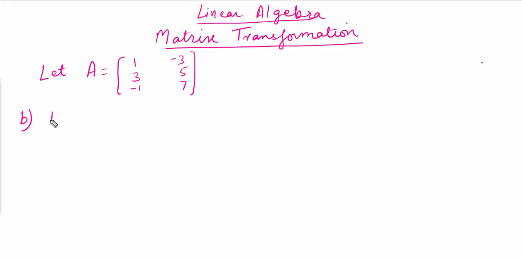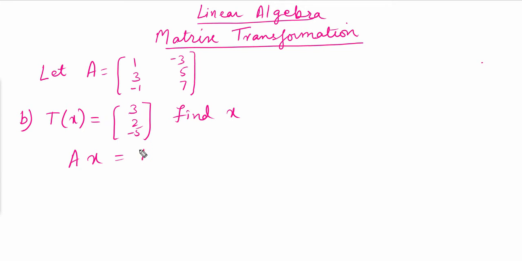All right, so in part B, we have been given the image. So T of x is given as (3, 2, -5), and we are asked to find x. We can write it like this: A x will be equal to the image. This is the image vector, and we have to work out x, and matrix A is given over here. So it will be like this: 1, -3, 3, 5, -1, 7.